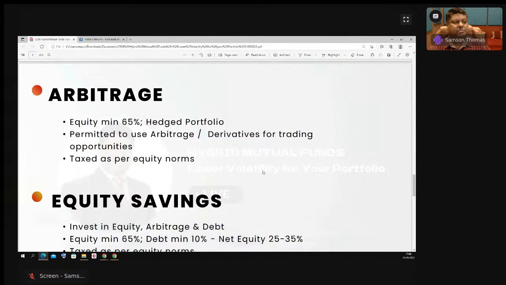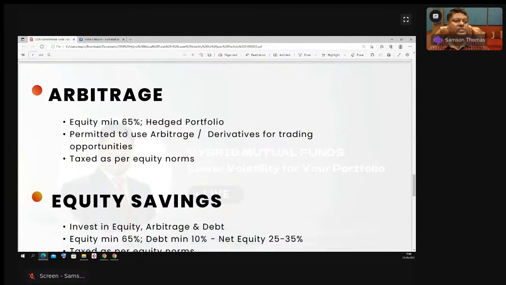And then we have something called the arbitrage funds, which is, of course, again, equity is 65%, but it is a totally hedged portfolio. And they are permitted to use arbitrage or derivatives for trading opportunities. So they take a position in one market and take a counter position in another market. It can either be cash and derivatives, or it can be different exchanges. The arbitrage funds are permitted to use derivatives for trading opportunities, but it will always be totally hedged, okay, counter position.